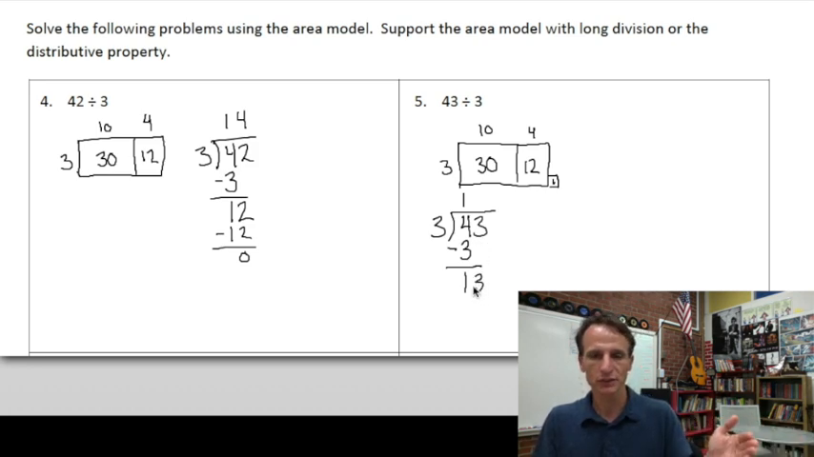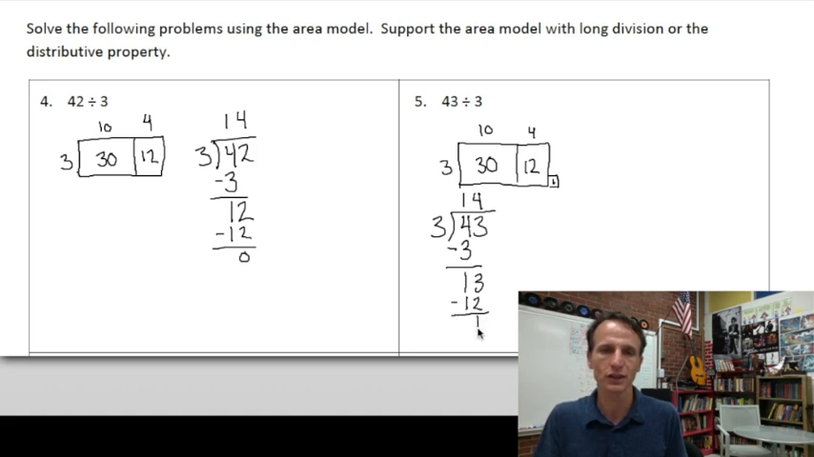So how many 3's in 13? 3, 6, 9, 12. There are 4 3's in 13 because 4 times 3 is 12. And when we subtract, we have 1 donut left over. That is our remainder of 1. So you see here, 43, 30, 12, 1. 43 divided by 3 is 14 with a remainder of 1. See, it matches up perfectly.